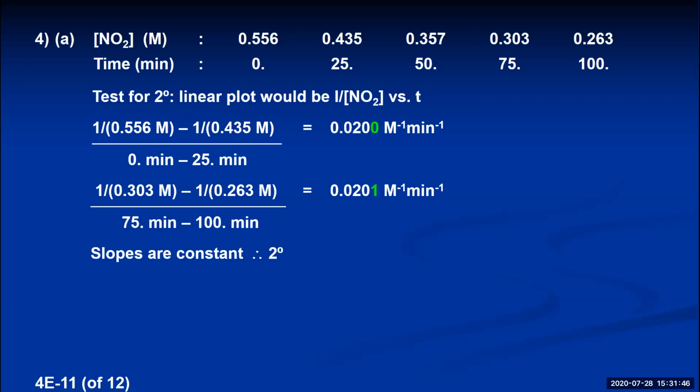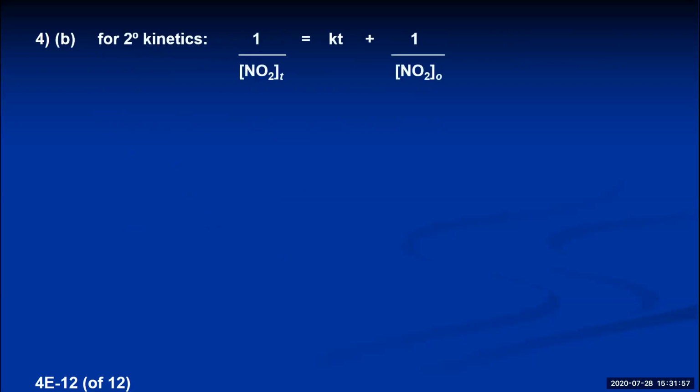B says predict the concentration of NO2 after 200 minutes. So now that we know it's second order, we will use the equation that relates second order, the equality statement for second order. And that equality statement was, for second order kinetics, 1 over the concentration of the reactant at time t will equal K times T plus 1 over the initial concentration of the reactant. So it's important to know what order the reactant is before you get the equality statement. You have to match the correct one.